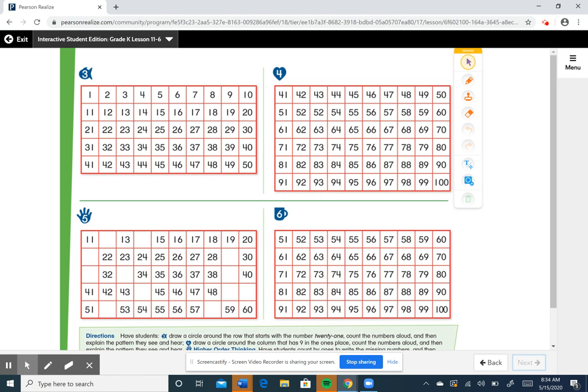Number 3, you need to draw a circle around the row that starts with the number 21 and count out loud. Now you're going to circle the whole row that starts with 21. Did you find it? Here's 21. And remember, a row goes left to right. And notice how we still circled 30 that time because it's still in that row.